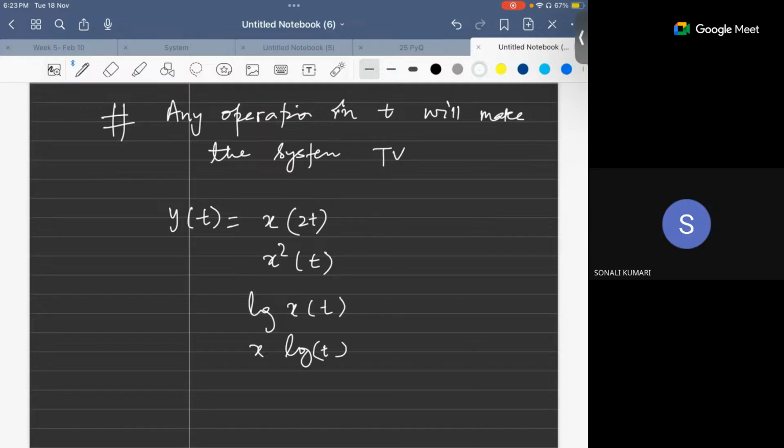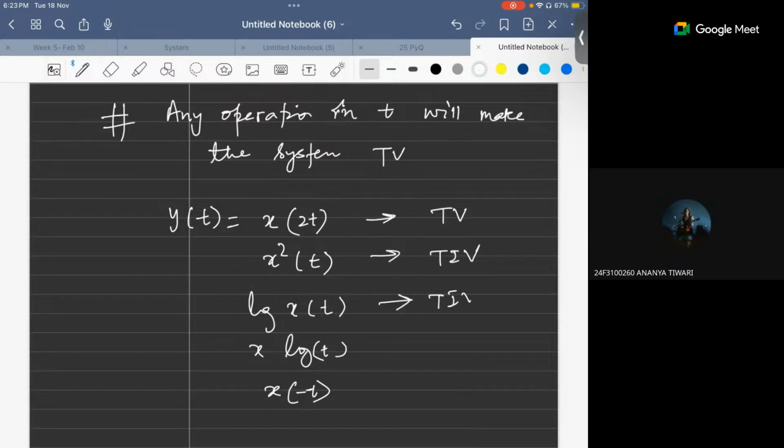Okay, tell me the first one. What is the first one? Time variant or invariant? Any operation on t will make the system time variant. Do you agree with time variant? Okay. This one, x square, is time invariant, because it is an operation on x, correct. Okay.